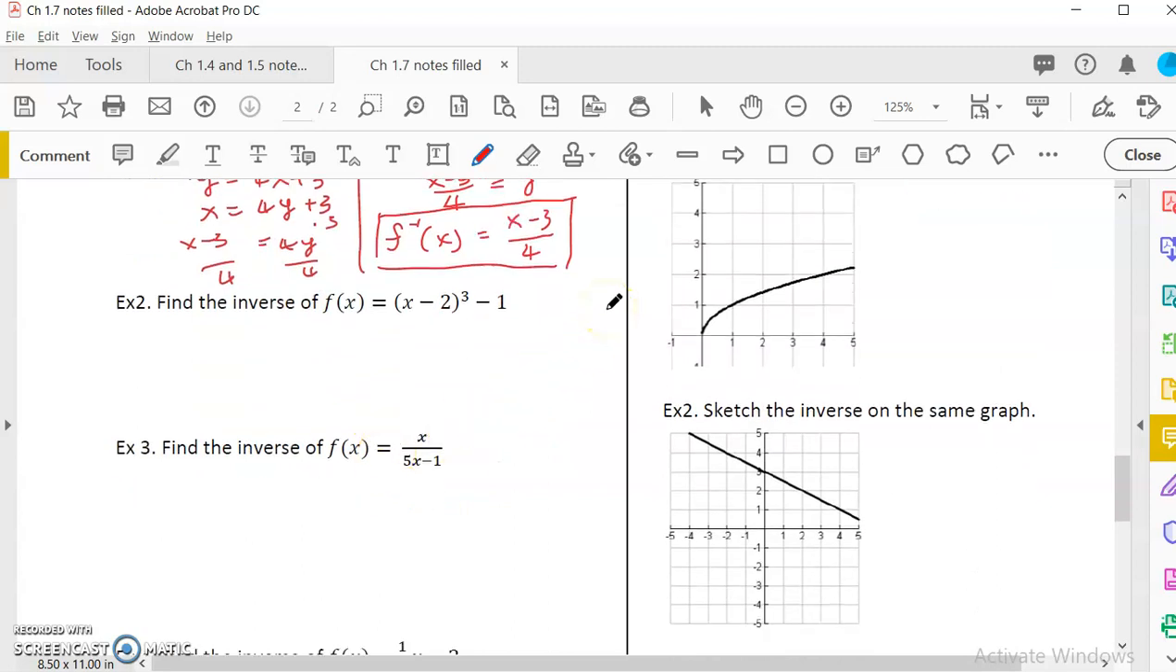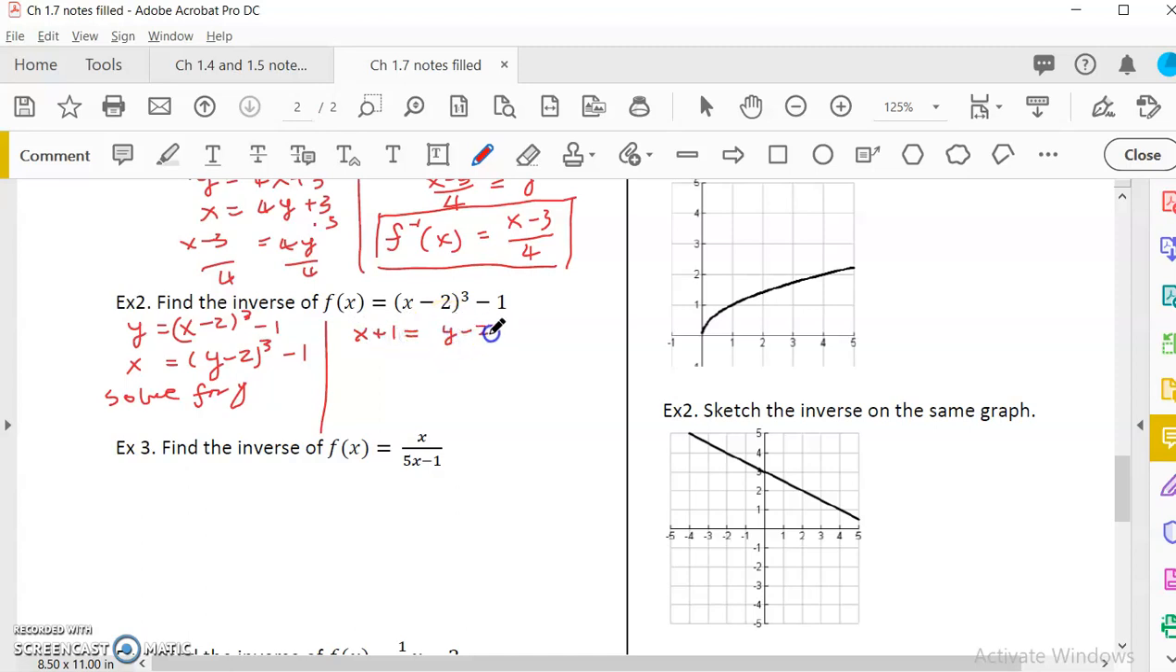What about if I have a function that involves an exponent? I'll do the solving first. First, rewrite f of x as y equal to x minus 2 cubed minus 1. And then I switch the x and y: x equal to y minus 2 cubed minus 1. And I solve for y. So how can I get the y out? Well, first of all, I get rid of the minus 1 by adding 1 on both sides.